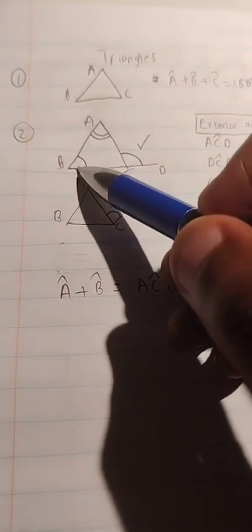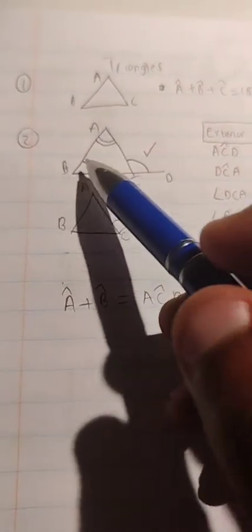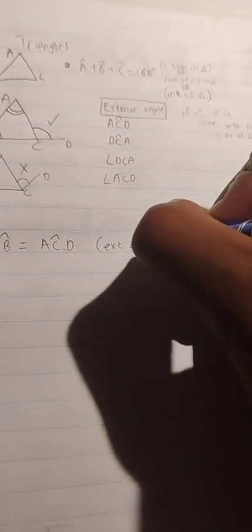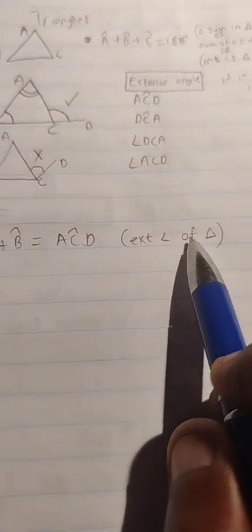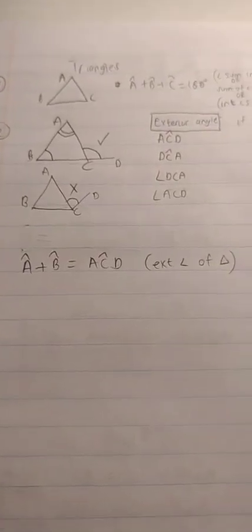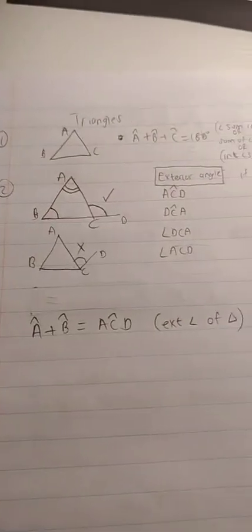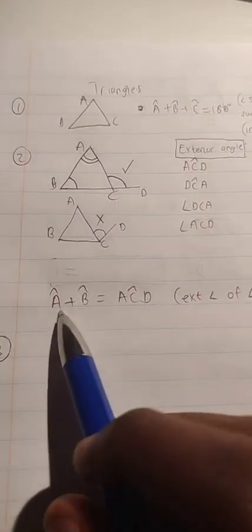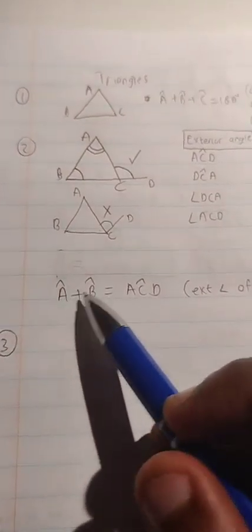Angle A plus angle B is equal to angle ACD, or you can say angle ACD is equal to angle A plus angle B. Then our reason, guys, the acceptable reason is X angle of triangle. X for exterior, symbol angle of triangle. That is the acceptable reason. Nothing more, nothing less. I hope we understand that. So I repeat again, the exterior angle of a triangle is equal to the sum of the interior opposite angles, angle A and angle B.